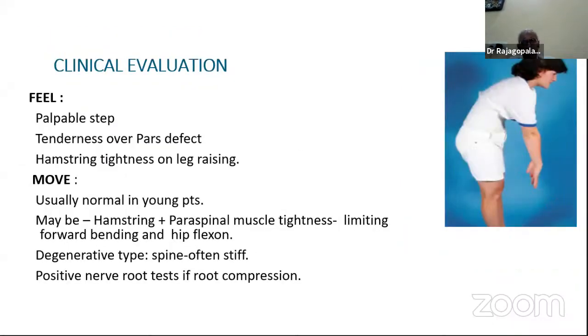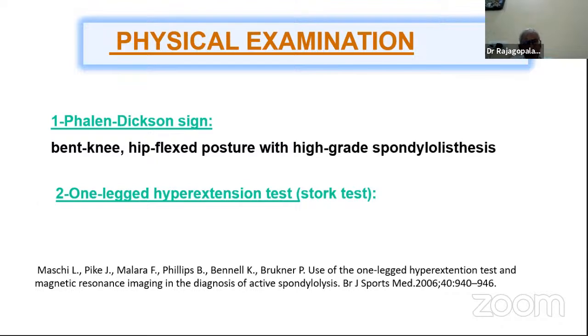So this is where you ask the patient to bend forward. You can clearly see that the patient is not able to bend completely, only this much. That is because of the hamstring tightness. You have made the thing straight, so it's not able to bend. As I told you, tenderness, then hamstring tightness, and this hamstring tightness plus also the paraspinal spasm, and look for the neurology if there is a problem. A couple of things the examiners can ask you in listhesis, if you do very well: one is the Phalen-Dixon sign and the stork test.